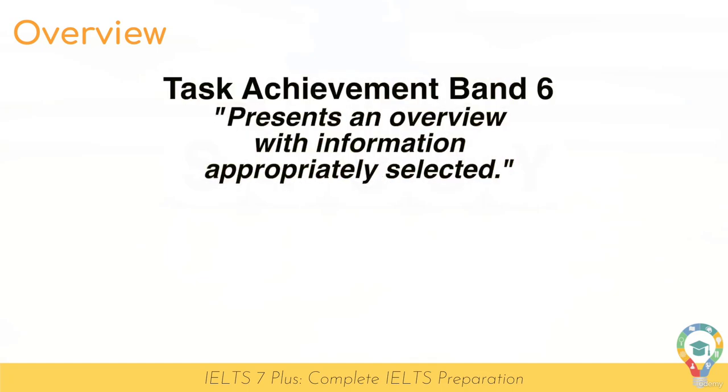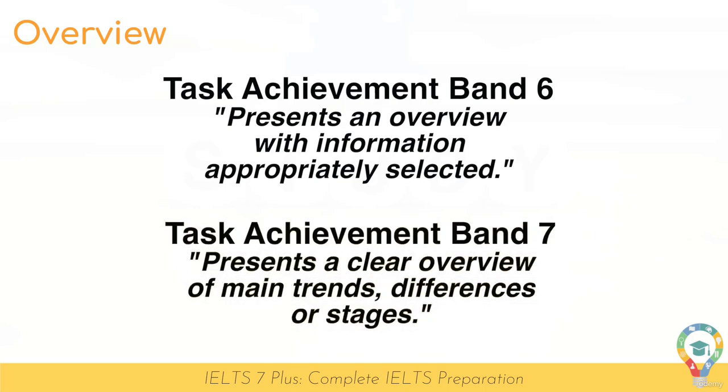The first thing that we need to understand about the overview is that to score a Band 6, you must include one. The Band 6 task achievement descriptor states, presents an overview with information appropriately selected. And to score a Band 7 in task achievement, the descriptor states this, presents a clear overview of main trends, differences, or stages. So as we can see, it's very important that we include an overview in our report. But what exactly is an overview? Let's take a look at that now.